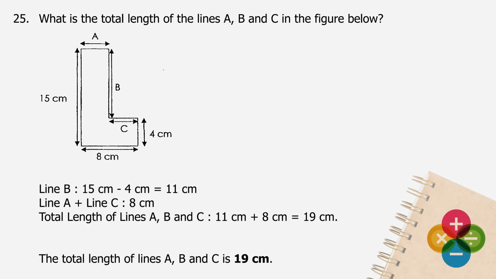The length of line B will be, subtract 4 cm from 15 cm, and the difference is 11 cm. The length of line A plus line C will be 8 cm. The total length of lines A, B, and C will be, add 11 cm to 8 cm, and the sum is 19 cm. The total length of lines A, B, and C is 19 cm.